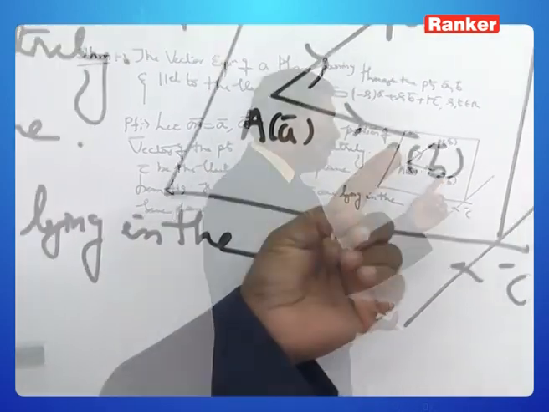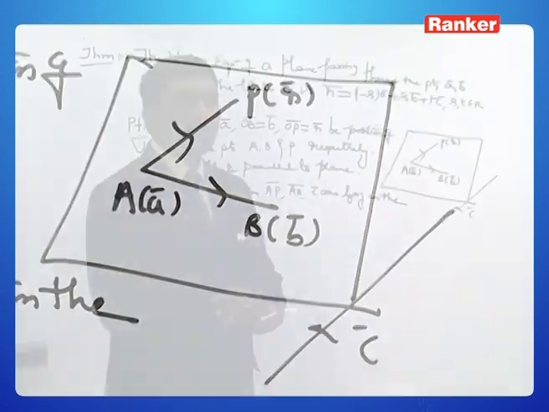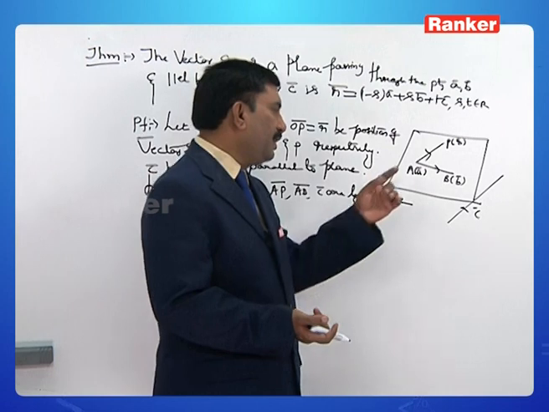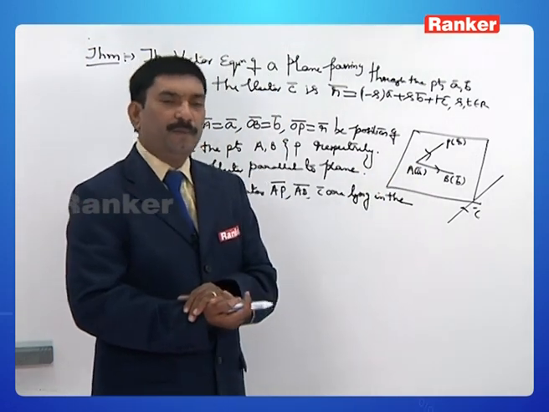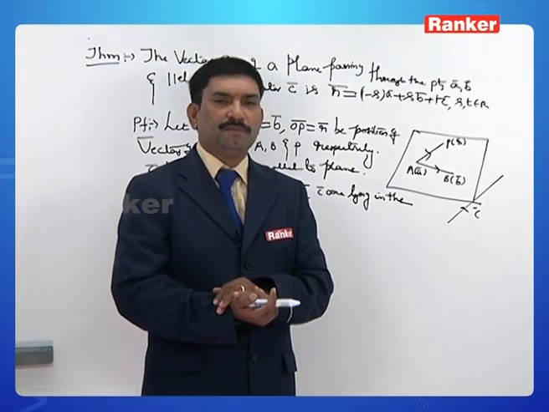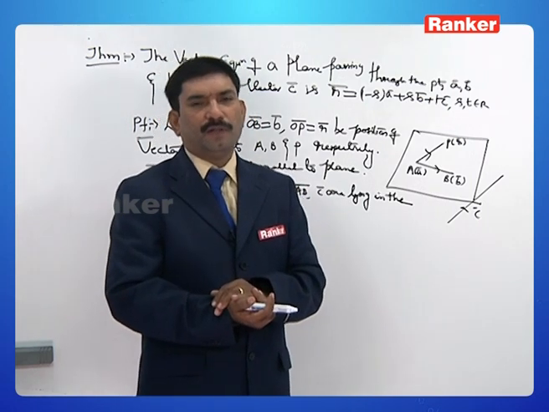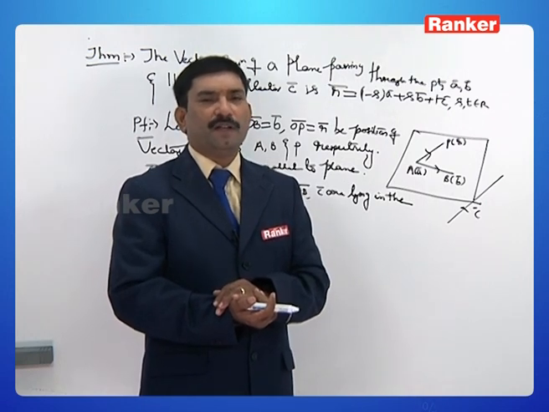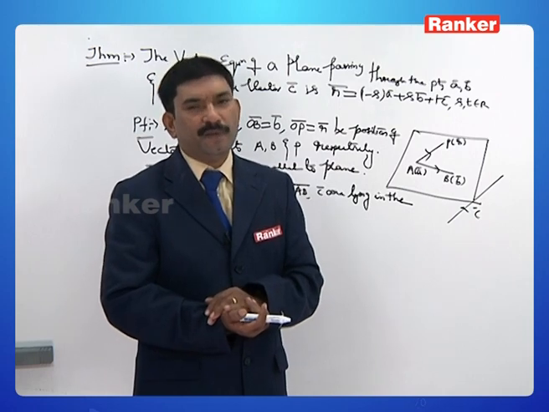Now they have given 2 points and I consider the third point, that is P of R bar. Then why have you taken AP bar and AB bar? Why can't you take, sir, AP bar and BC bar, BA bar, or PB bar, BP bar? Look, I told you OA bar is equal to A bar, OB bar is equal to B bar. AOB is the plane generated by A bar and B bar.